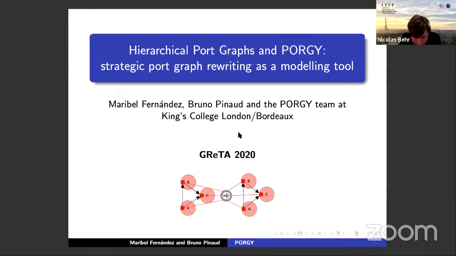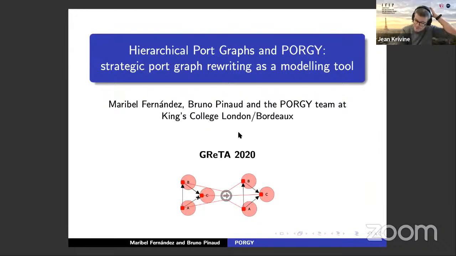Hello. So we should start right now because we have in the steering committee two German organizers and they don't like to be late. So it's our great pleasure today to have Maribel Fernandez and Bruno Pinaud, who are going to give a talk about port graph rewriting. So it's a special type of graph rewriting with various applications in mind, from biology to social networks. I hope we will hear more about that.